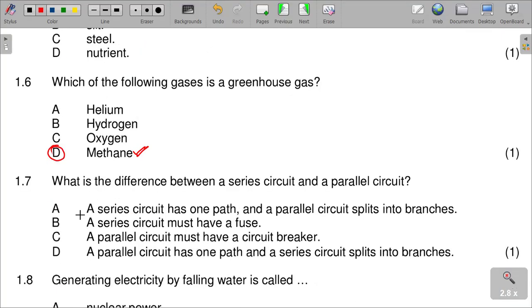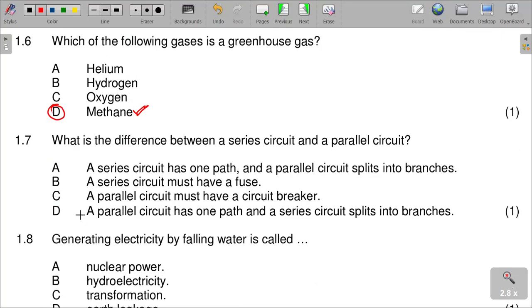Is D. What is the difference between a series circuit and a parallel circuit? I also presented on the channel, number 1.7, the difference between a series circuit and a parallel circuit. A series circuit has one path and a parallel circuit splits into branches, so A is the correct answer on number 7.